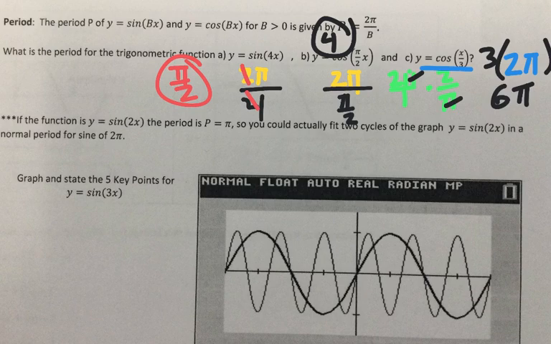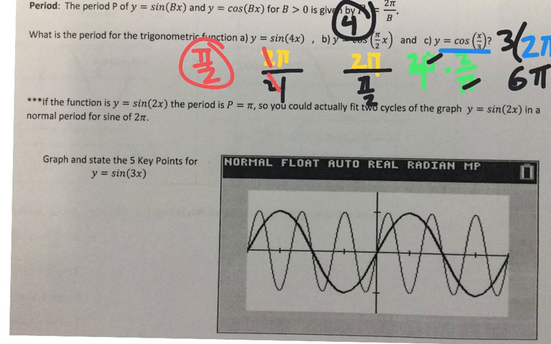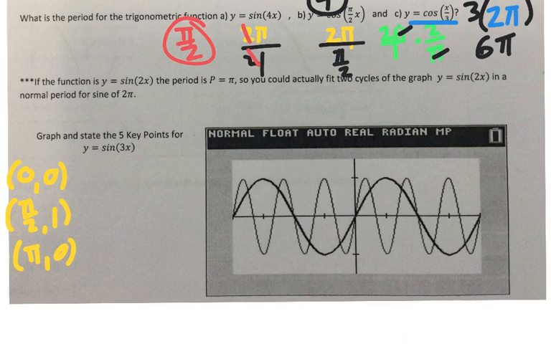So this is what parent function? Sine or cosine? Sine. So I need to know my critical points for sine are 0, 0; pi over 2, 1; pi, 0; 3 pi over 2, negative 1; 2 pi, 0. Hopefully you're starting to get those memorized, or at least a few of them, because without those, we are useless.